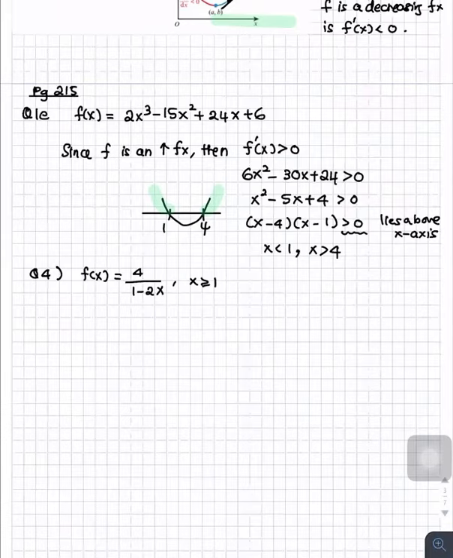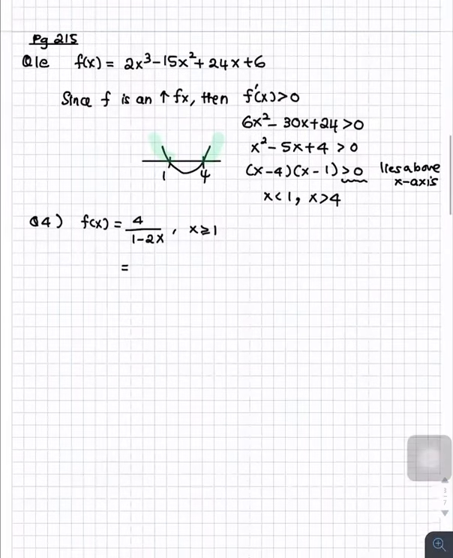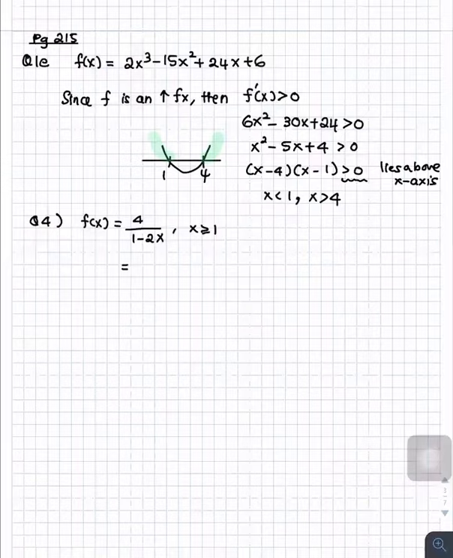Okay, help with the f prime x. What method are you using? Quotient or bring up? Bring up. Okay. What do you get?